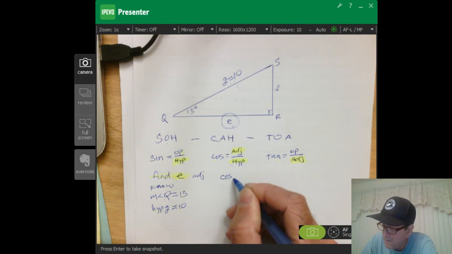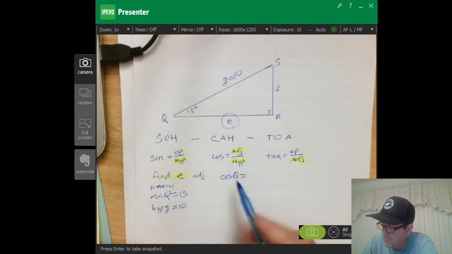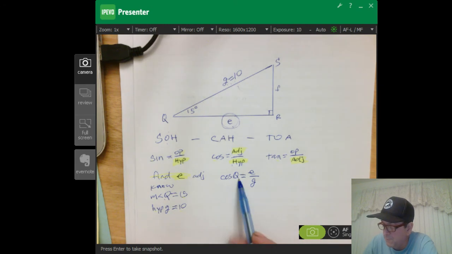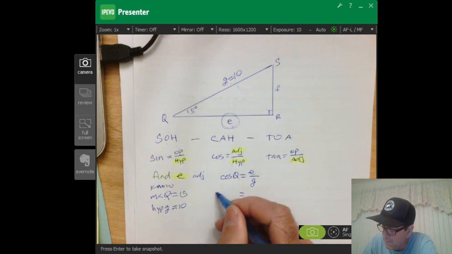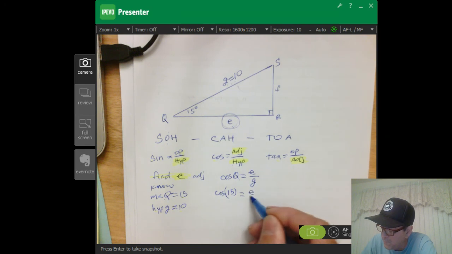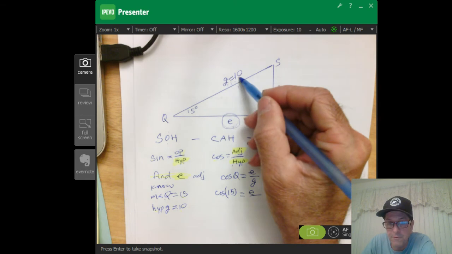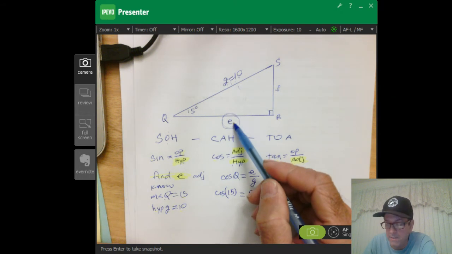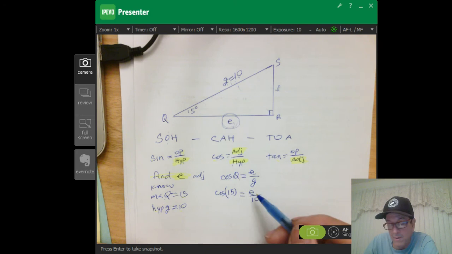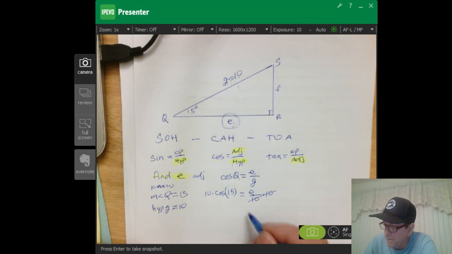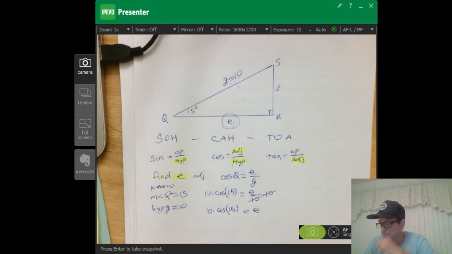So we're going to say the cosine of Q is equal to our adjacent side, which is E over G. And then we're going to substitute everything in. So the measure of Q is 15. So we're going to say cosine of 15 degrees is equal to E, which we don't know, so we're not going to substitute anything. And then G, we know what G is, so we're going to plug that in, 10. Now since we're trying to find out what E is, we have to get E all by itself. And we can do that by multiplying both sides by 10, and we end up with E all by itself. We have 10 times the cosine of 15 degrees.